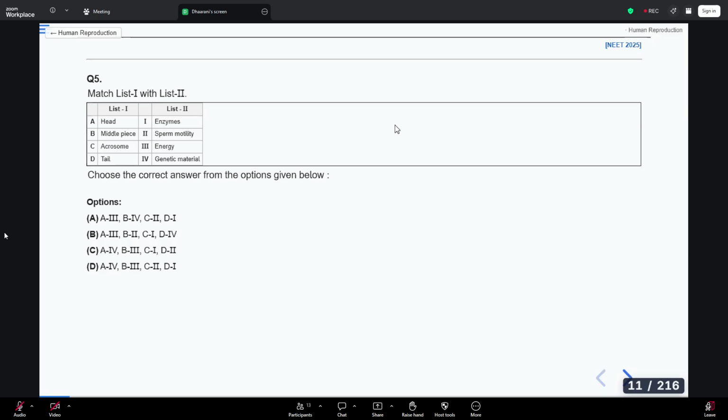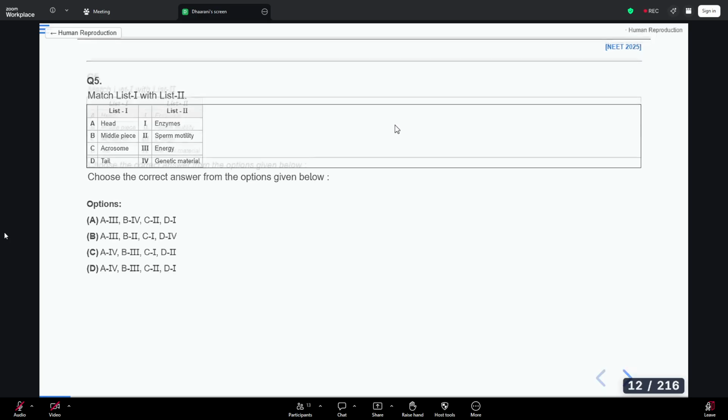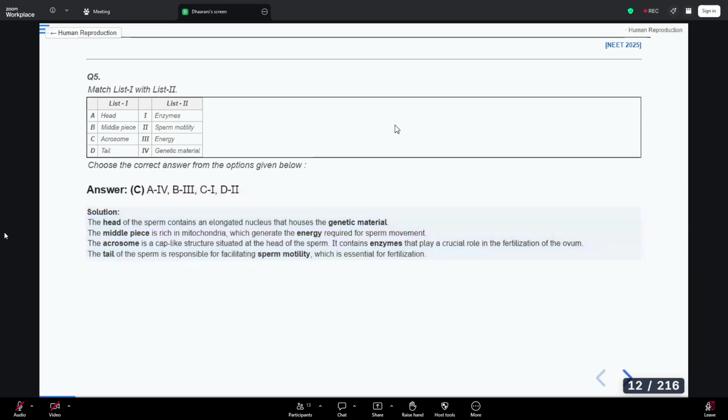You know the structure of sperm, right? One head will be there, then middle piece, then tail will be there. So inside the head, you can see a cap-like structure called acrosome. Okay. So let's see the answer now. What answer have you given? Option C. Okay, let's see the answer. Okay, option C is the correct answer.